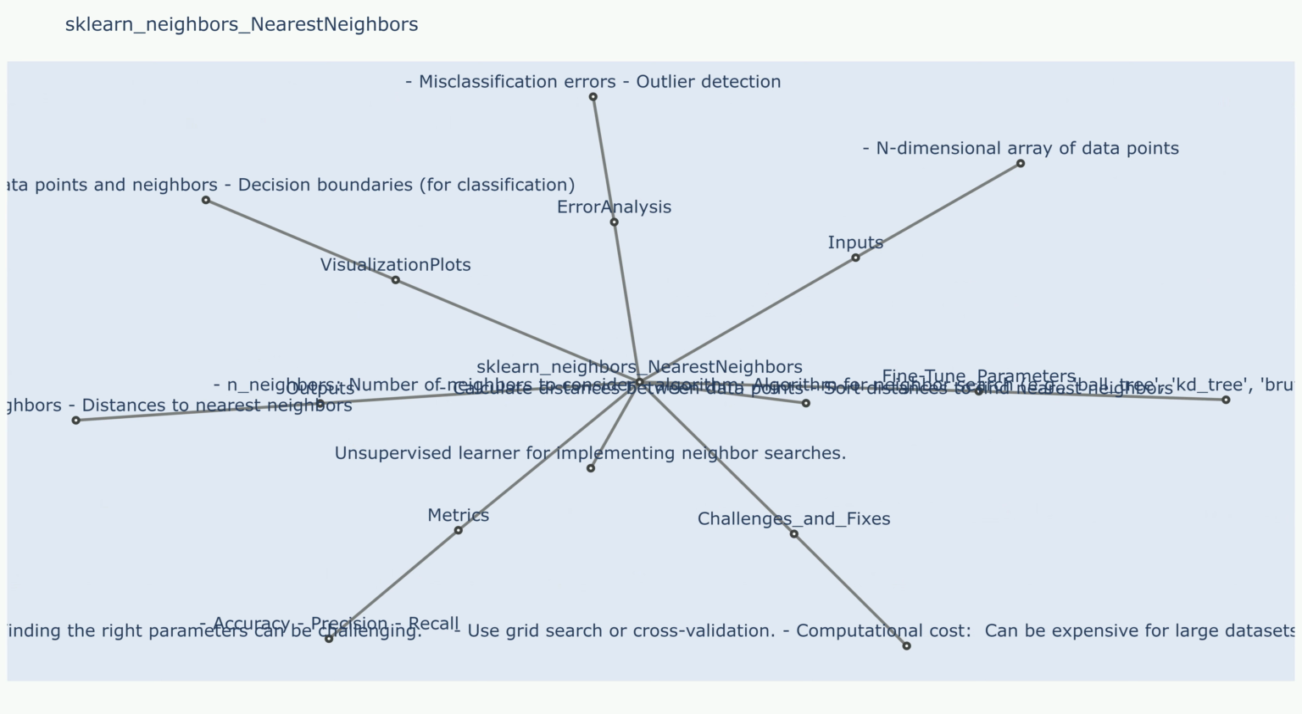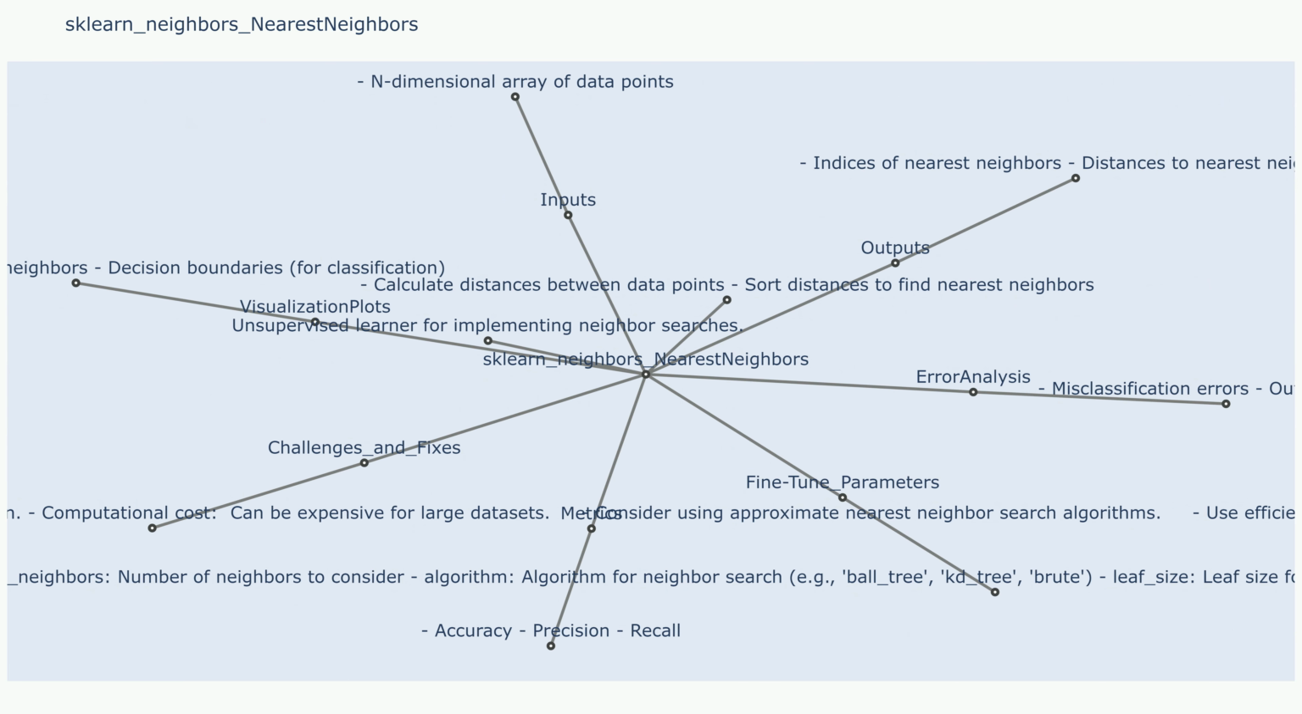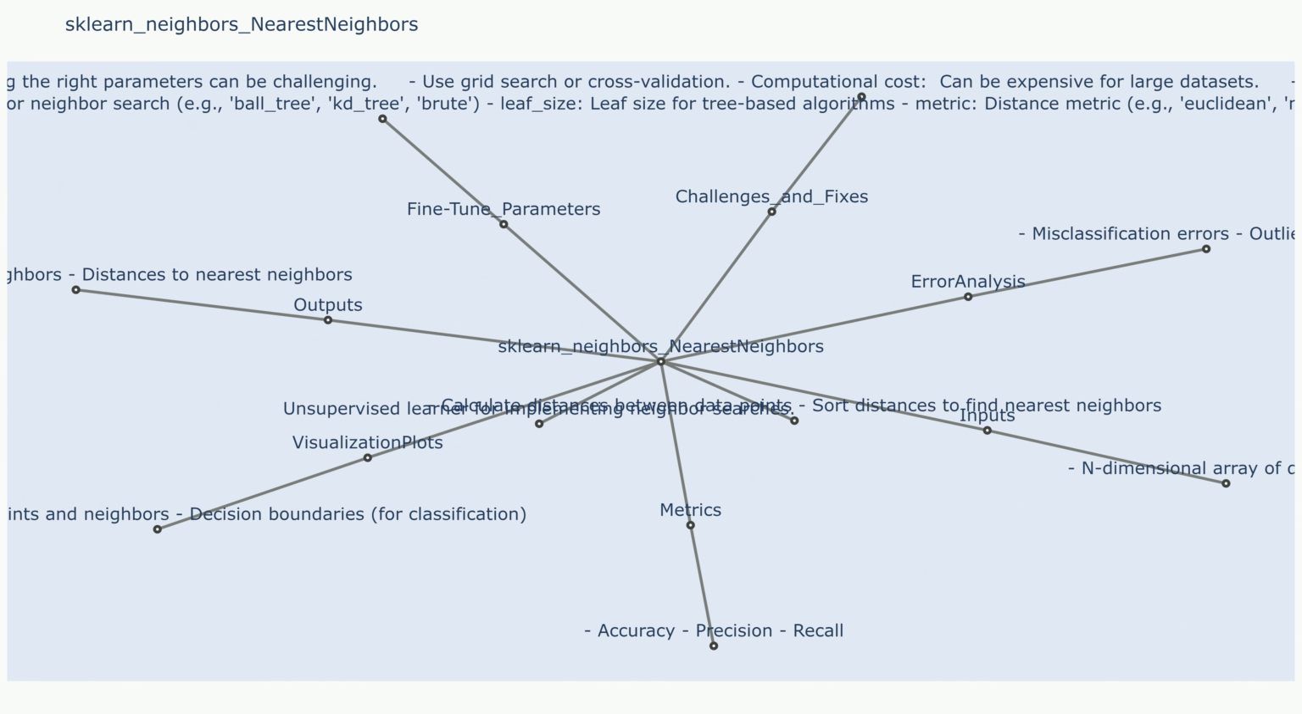Metrics. Euclidean distance. This is the most common distance metric and calculates the straight-line distance between 2 points. Manhattan distance. This metric calculates the sum of absolute differences between the corresponding coordinates of 2 points. Minkowski distance. This is a generalization of Euclidean and Manhattan distances that uses a parameter p to control the degree of influence of each dimension. Cosine distance. This metric measures the angle between two vectors, where a smaller angle indicates higher similarity.